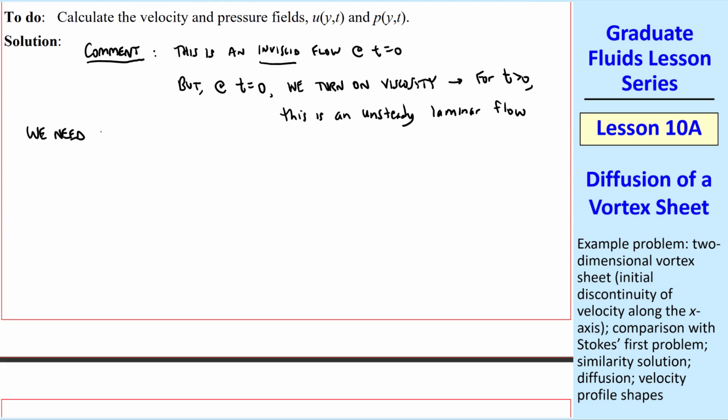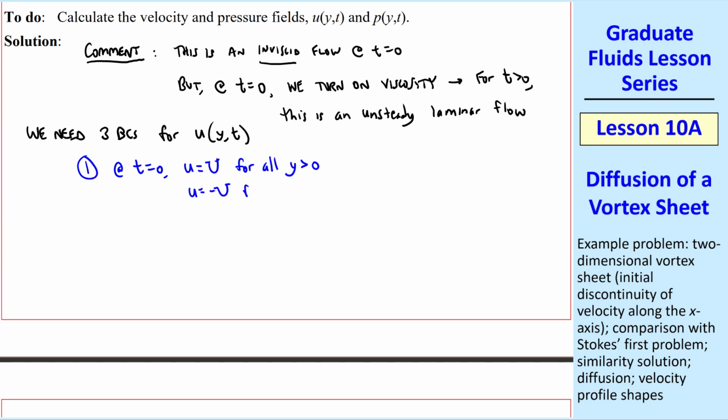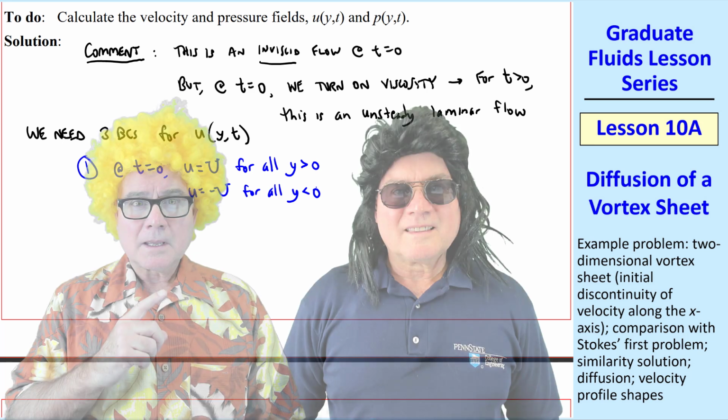As we'll see, we need three boundary conditions for u as a function of y and time. We already have one from our problem setup. At t equals 0, u equals capital U for all y greater than 0, and u equals negative U for all y less than 0. I'll ask the students, what two other boundary conditions must we impose?